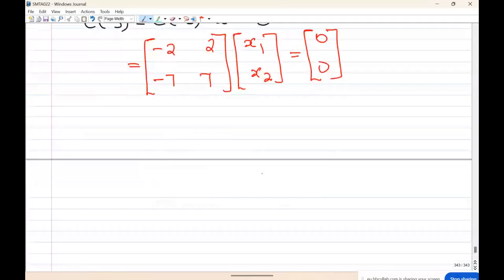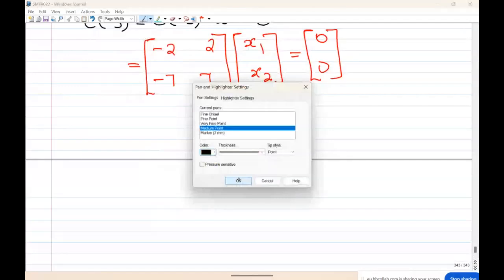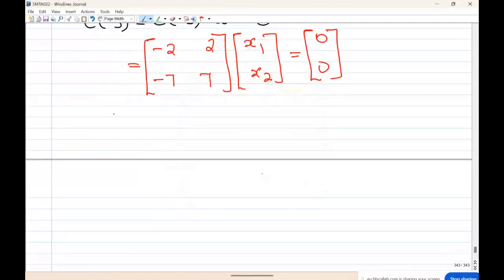You will see that whether you use row 1 or row 2, colleagues, your answer will be that x1 will be equals to negative x2. Do you agree? Please check it.